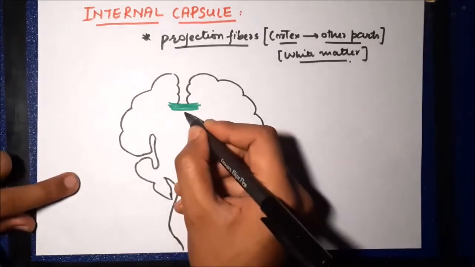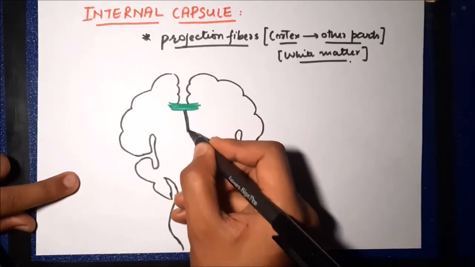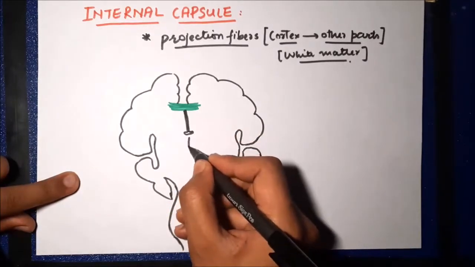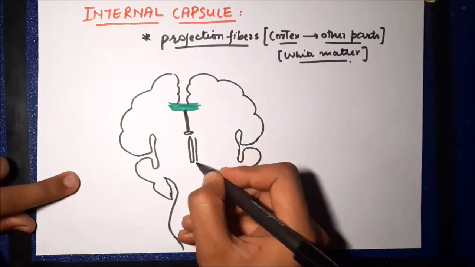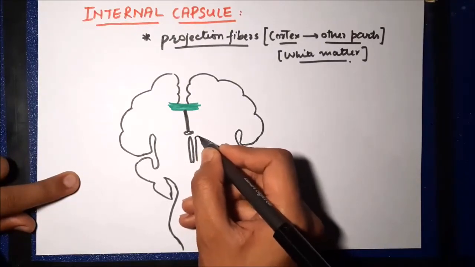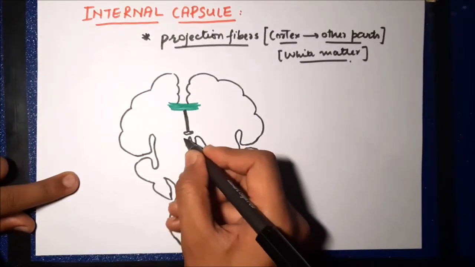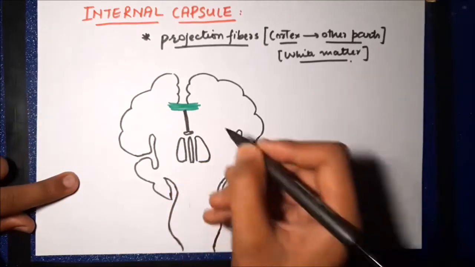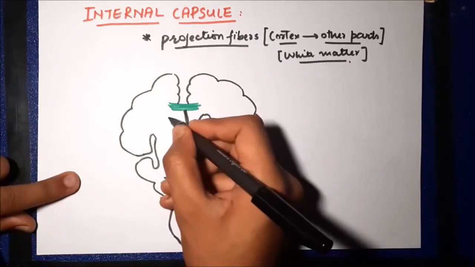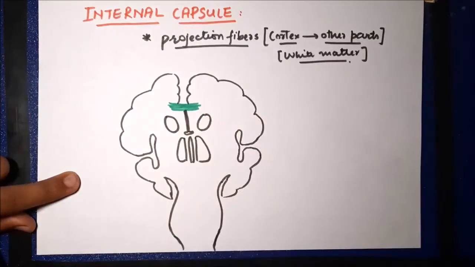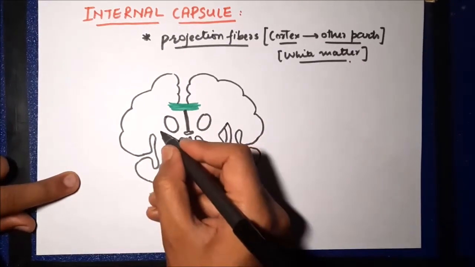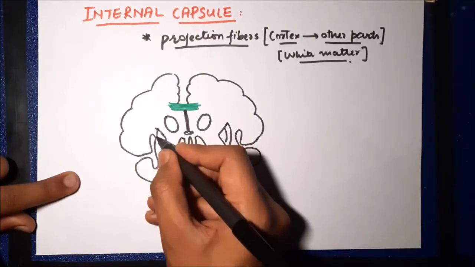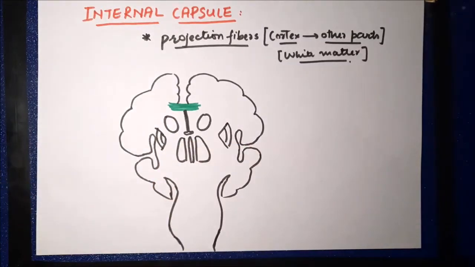Now here is the location of fornix, and below fornix is the third ventricle. Third ventricle on each side is surrounded by thalamus. So this structure is thalamus. Now above thalamus there is caudate nucleus. These are part of basal ganglia, and this is the location of lentiform nucleus. It's a lens-shaped nucleus called lentiform nucleus.